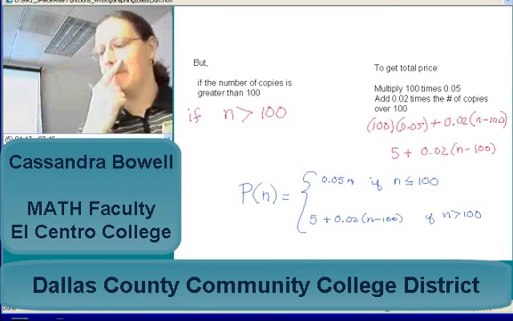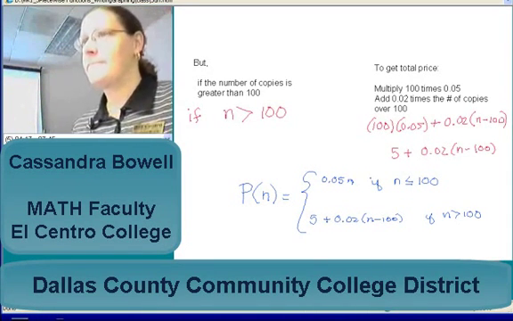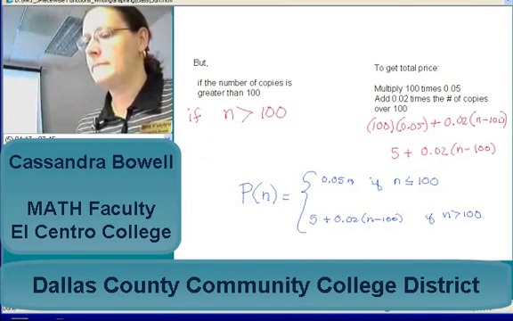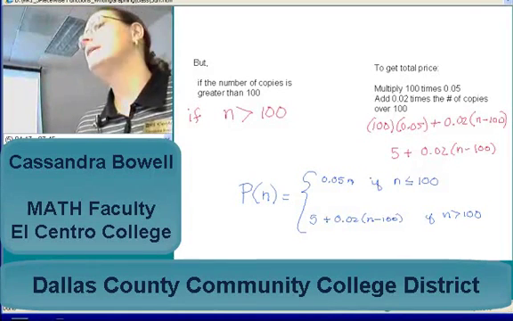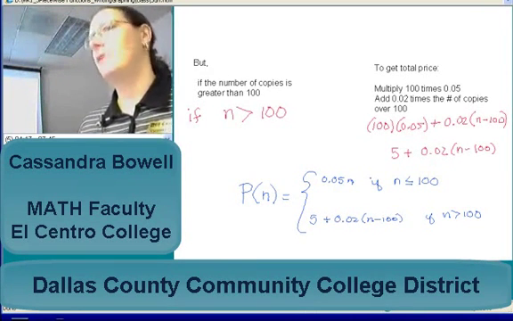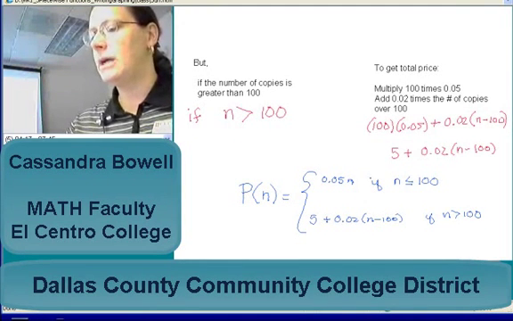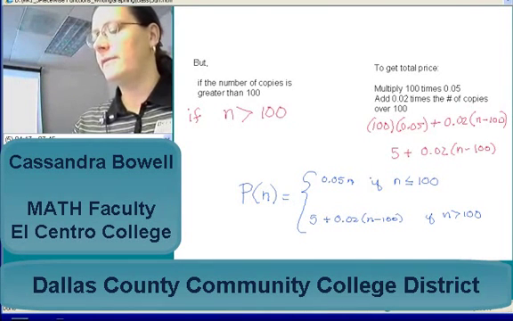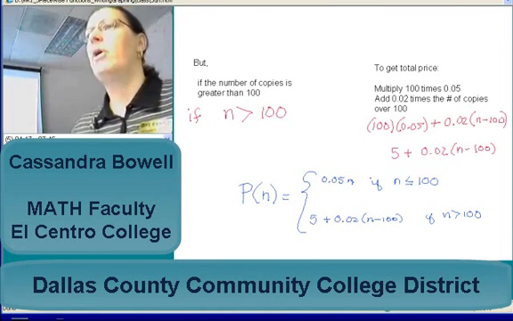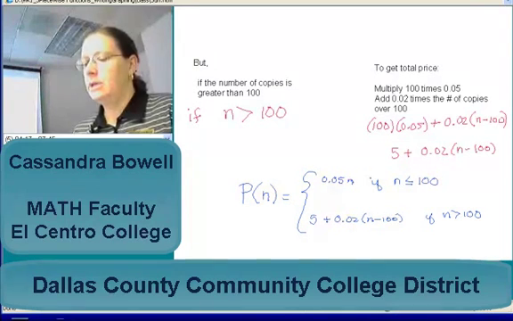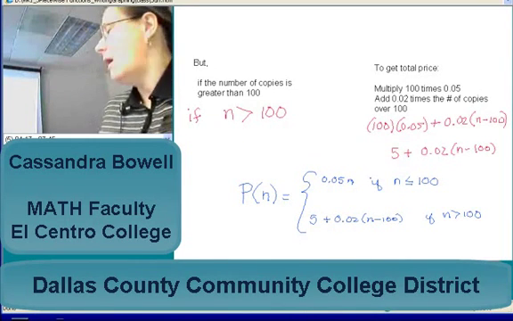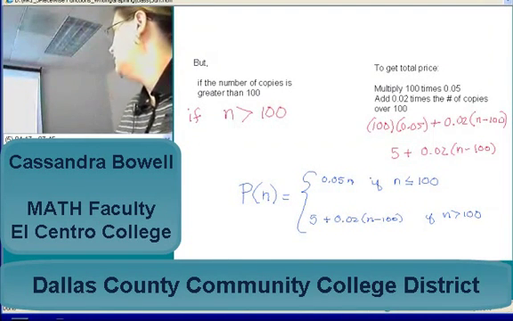So you would put in the $5 instead of overlaying the 5 cents in? I guess because it would always be 100. It's always going to be $5 here, because it's always going to be 100 times the 5 cents. When it's over 100, it's always 100 times the 5 cents plus the number over 100 times 2 cents. So that is the way we could write our pricing function mathematically.